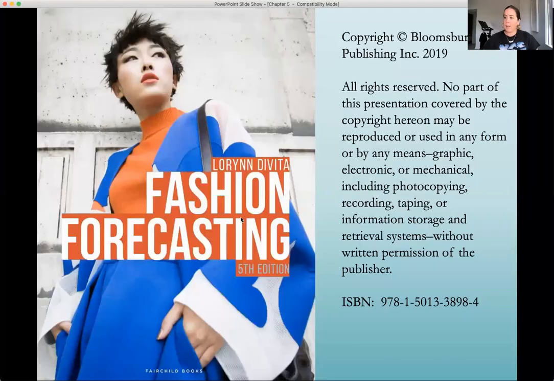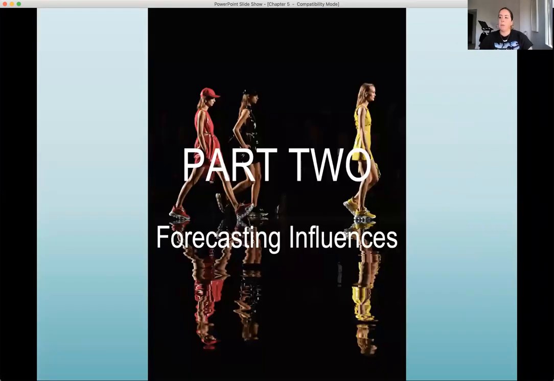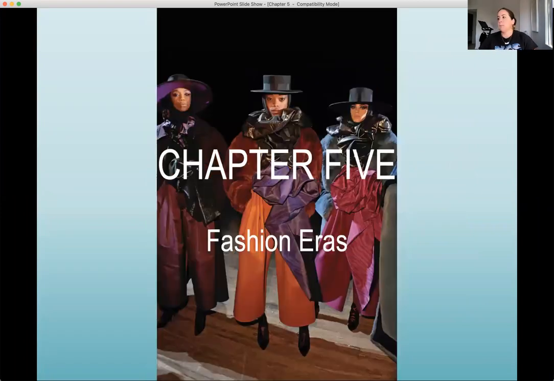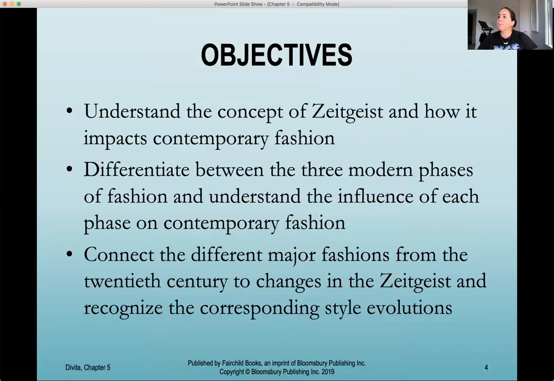Okay, so again, this is from Fashion Forecasting, the 5th edition. We are now in part 2 of the book, and part 2 is all about forecasting influences. Chapter 5 is specifically on the different eras of fashion. Some objectives that you should understand after this lecture and reading the chapter combined are understanding the concept of the zeitgeist. What is the zeitgeist and how does it impact contemporary fashion? The zeitgeist is very important for trend forecasting and also every aspect of the industry.